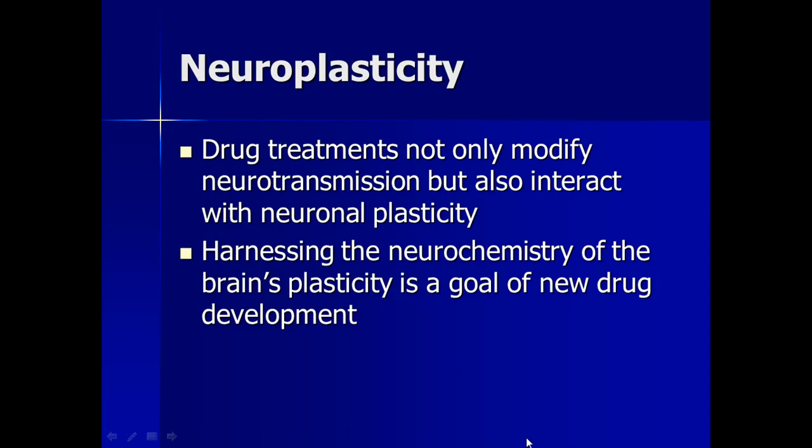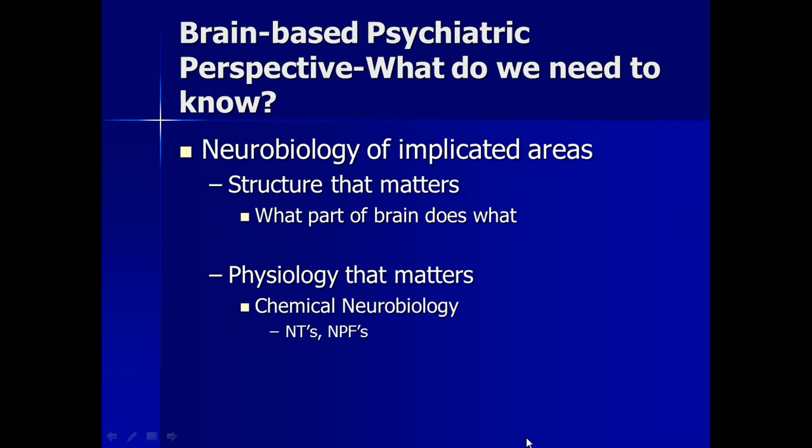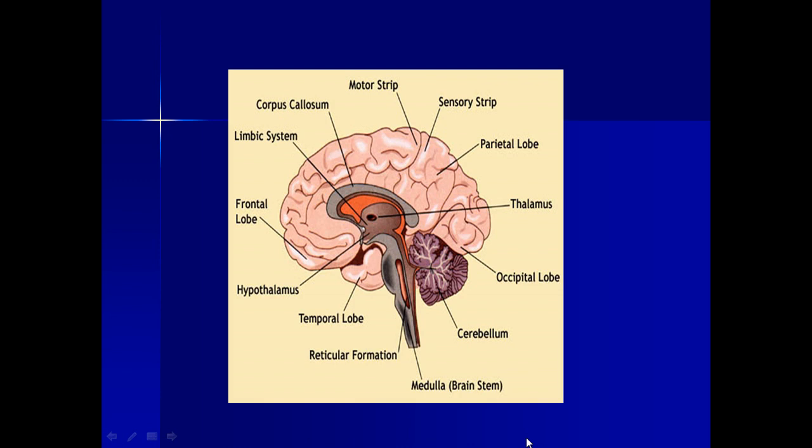Many treatments we use in psych do harness the brain's ability to be neuroplastic. So this semester, what do we need to know as far as the psych disorders? The brain is very complex. We will only be talking about neurobiology as it relates to psychiatric disorders. We certainly won't go over all the structures of the brain, nor will we go over all the chemicals, but we will discuss the ones that are most pertinent to psychiatric disorders.